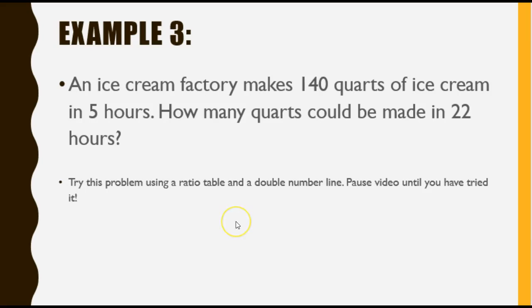Okay, let's look at example 3. An ice cream factory makes 140 quarts of ice cream in 5 hours. How many quarts can be made in 22 hours? I know this is similar to the one we just did, but it is just a little bit more complicated. So let's try this problem using a ratio table and a double number line. Pause video until you have tried it.